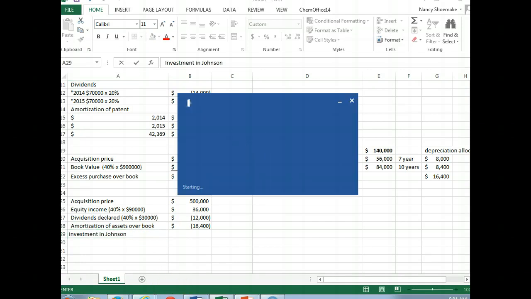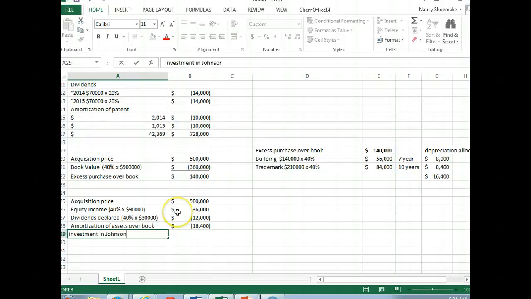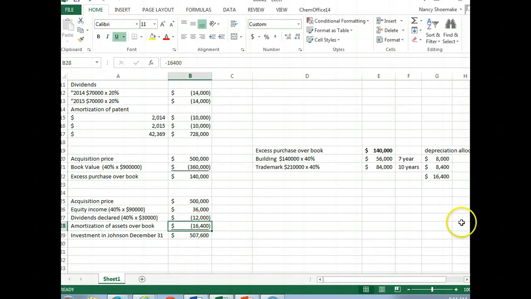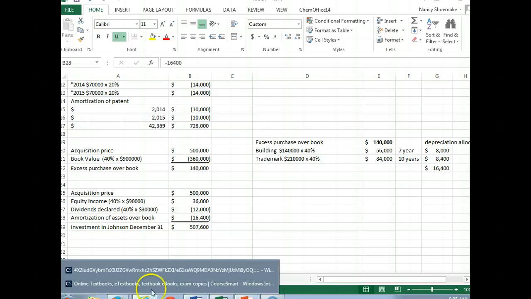So our investment in Johnson as of, let me just see, whoops. As of December 31st, should be 507.6. Are you kind of following? Yeah. We're just, it's the same concept over and over again. But they're adding little pieces to it. Yes. That require us to do some calculations to determine how we amortize. Make sense? Mm-hmm.